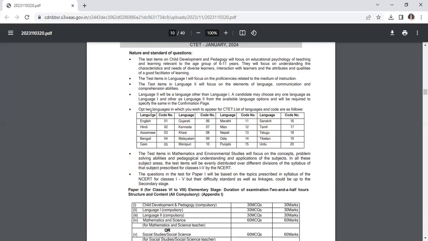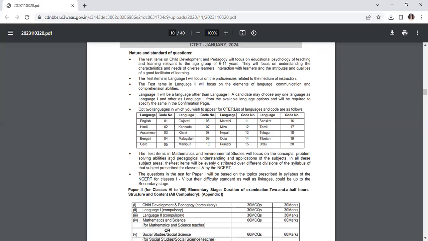Here, opt two languages in which you wish to appear for CTET. This is the list of the languages, and the code is also given. English 1, Hindi 2, Assamese 3, Bengali 4, Garo 5, Gujarati 6, Kannada 7, Khasi 8, Malayalam 9, Manipuri 10, Marathi 11, Mizo 12, Nepali 13, Odia 14, Punjabi 15, Sanskrit 16, Tamil 17, Telugu 18, Tibetan 19, and Urdu 20.